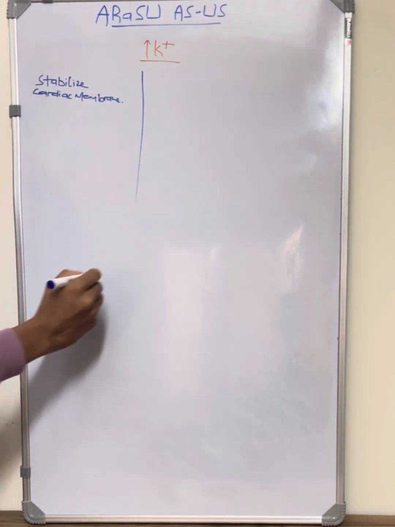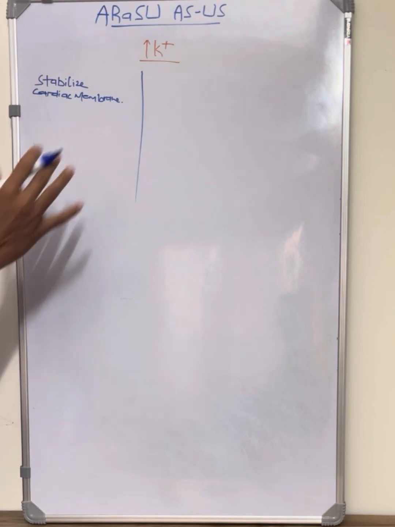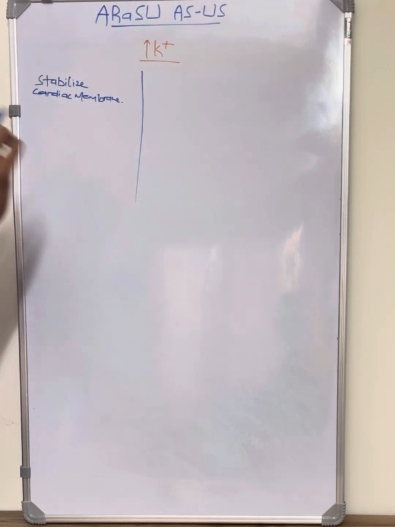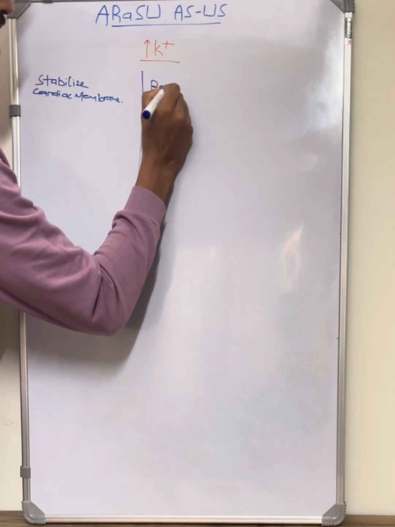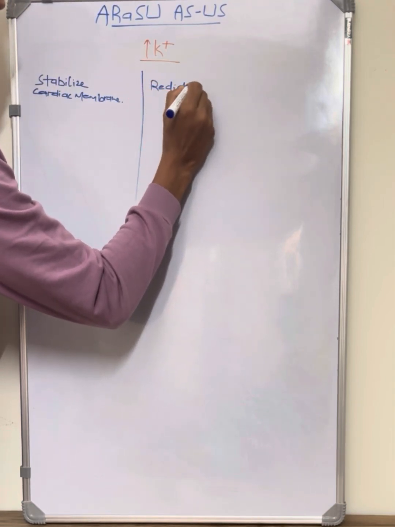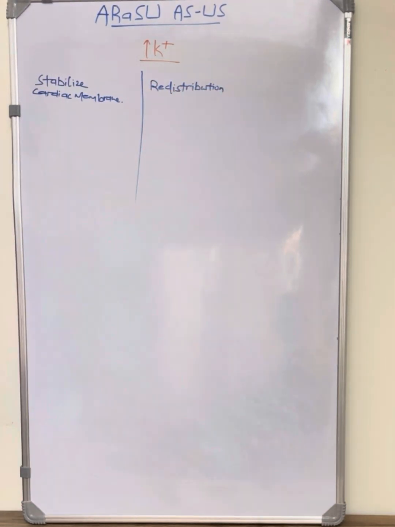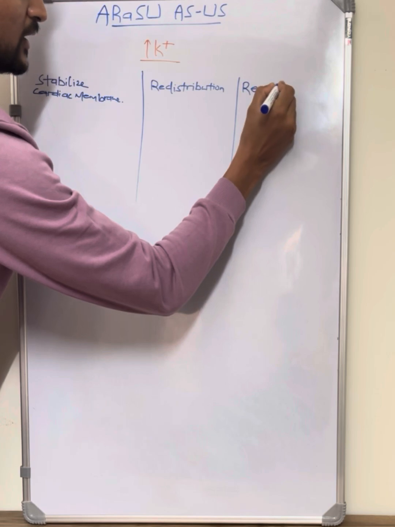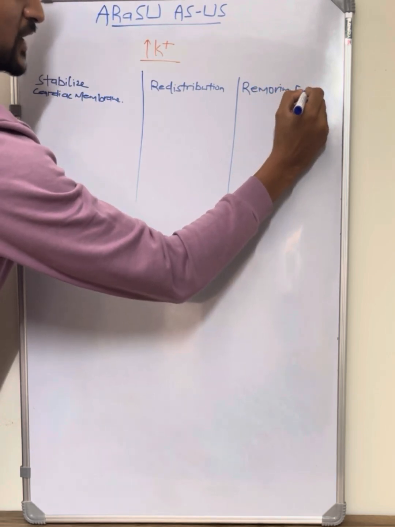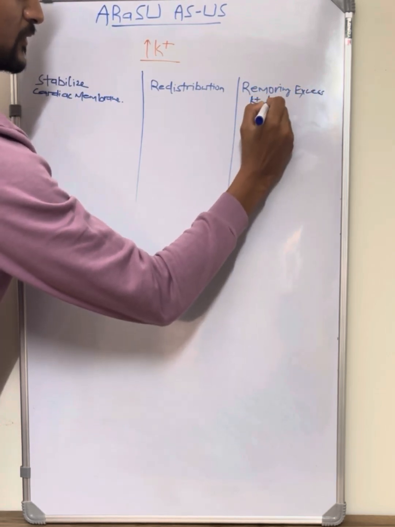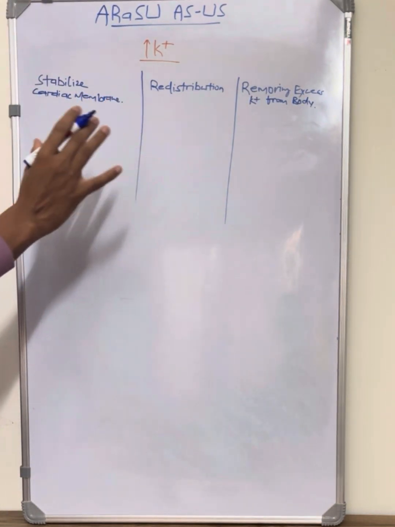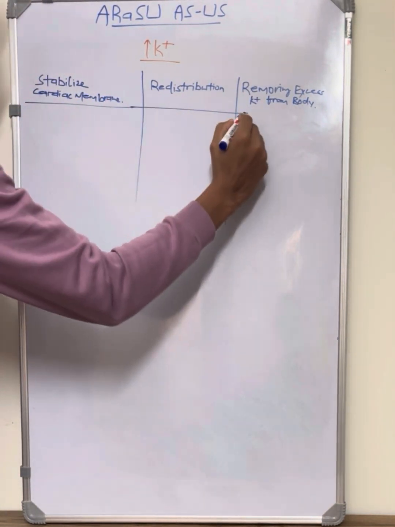Then we have to try to push the excess potassium into the cells. That is the safest place during that emergency. So redistribution should be the second focus. Then we should aim at removing excess potassium from the body. So these three should be our goals.